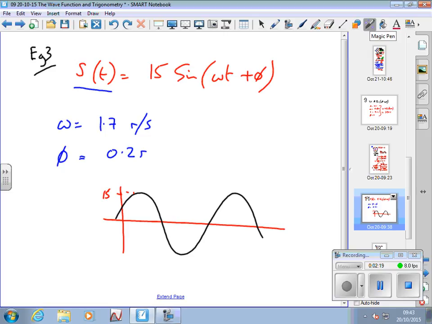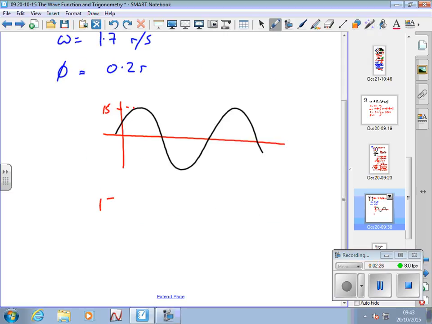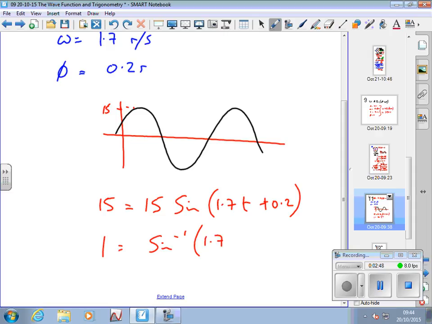And if I divide both sides by 15, I'll get 15 over 15 is 1. So in other words, in this case, 15 equals 15 sine omega, which is 1.7, times the time, which we're after, plus 0.2. Now if I divide both sides by 15, I get 1 equals sine to the minus 1, 1.7t plus 0.2.